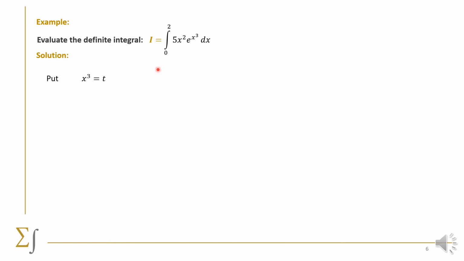Accordingly, we need to find a relation between dx and dt. We differentiate both sides, so we get the differentials dx and dt in one equation. This equation is equivalent to saying that x squared dx is dt over 3. So whenever you see the x squared dx, you put instead of it dt over 3. It's not only this. We know that x varies from 0 to 2. What about t? So we need to find the limits of the new variable.